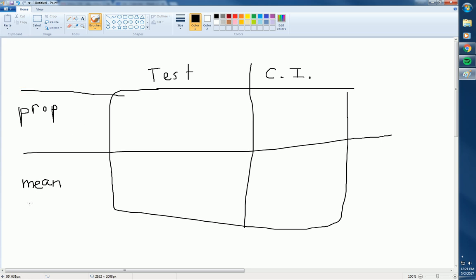So you can think of this kind of as a table wherein every problem you read will put you into one of these cells. You might be talking about a test on proportions, a test on means, or a confidence interval on proportions, or a confidence interval on means. Then you need to decide, are you talking about one proportion or two proportions, or one mean or two means?